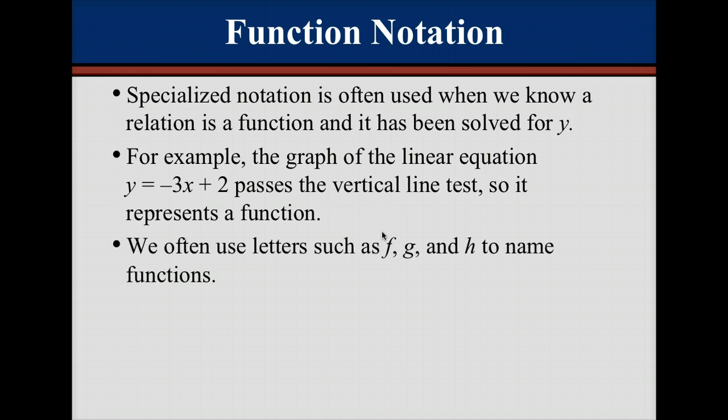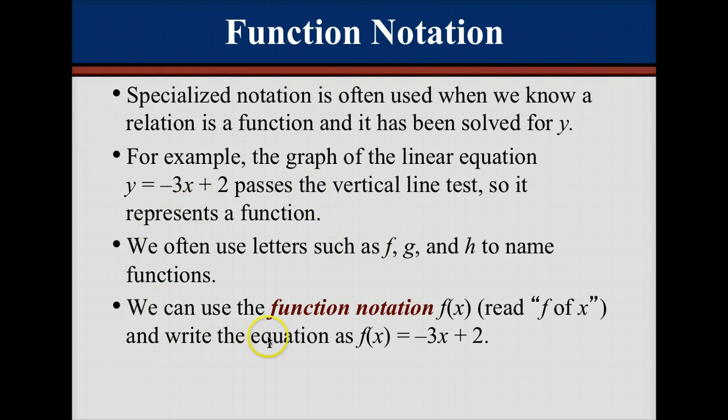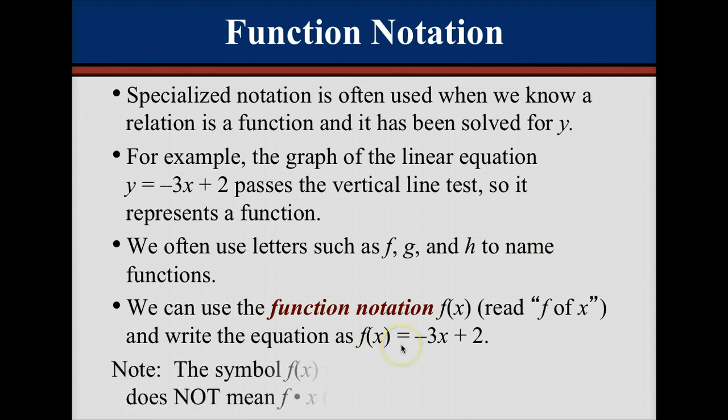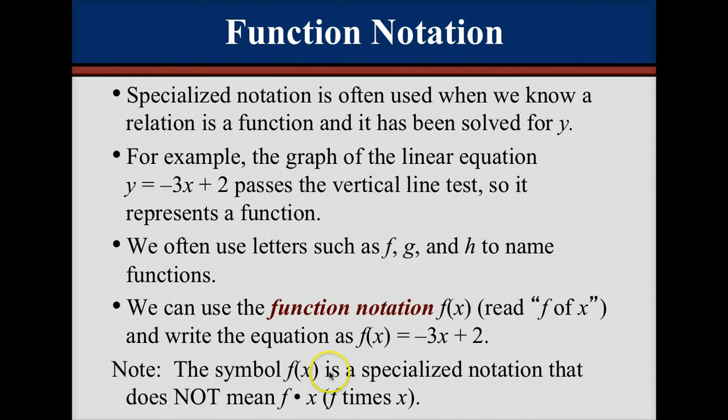We often use letters such as f, g, and h to name functions. So we can use the function notation f of x to write this equation. All we're doing, in place of y, is putting f of x. That's the only thing different. It's read "f of x." Note that the symbol f of x is a specialized notation that does not mean f times x.